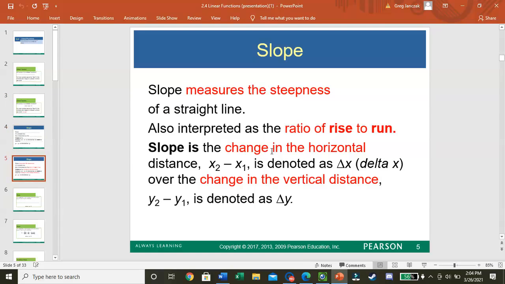Slope measures the steepness of the line. The larger the slope, the more steep it is. So, for example, if you've ever gone up to the mountains, you start off flat, and then as you get to the foothills, you start to slope up a little bit, and then when you get to the mountains, it starts to slope up even more.